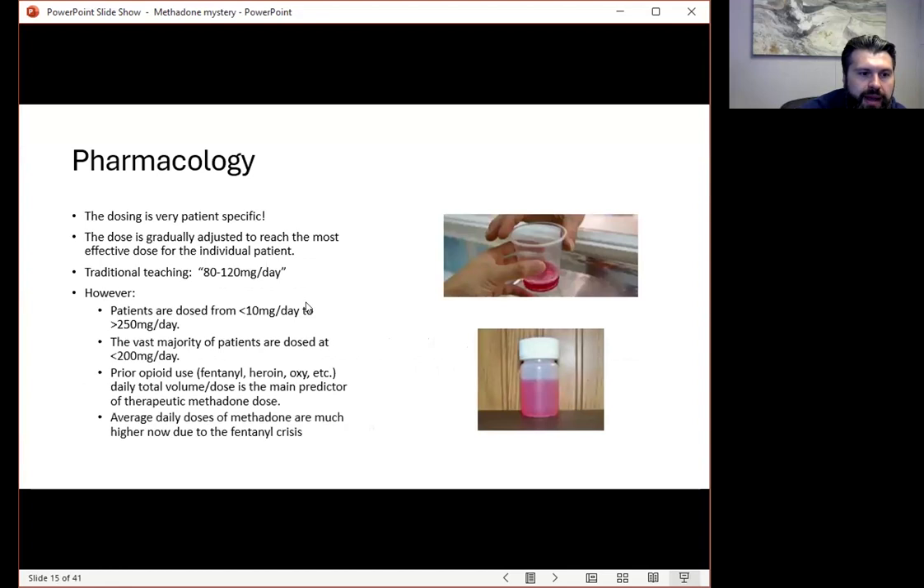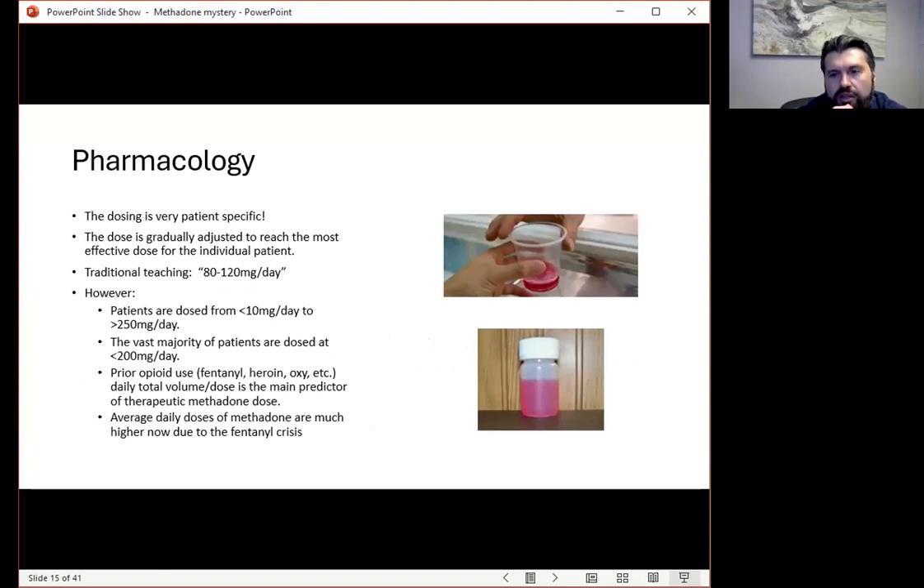A couple of things about it. The dosing when it comes to methadone, especially at a methadone clinic or opioid treatment program, is pretty specific. Usually how this works is that the dose is gradually adjusted to reach whatever that therapeutic dose is for the patient.